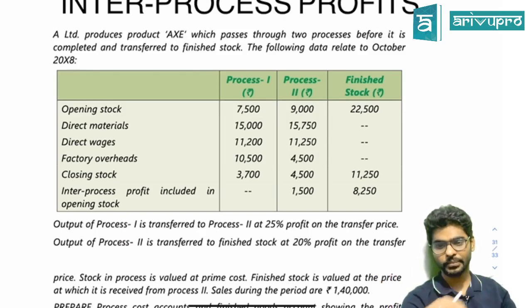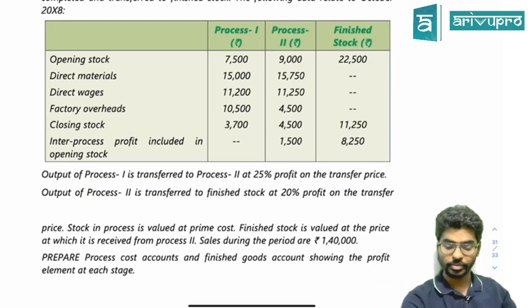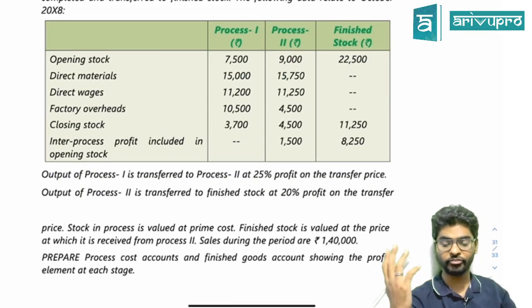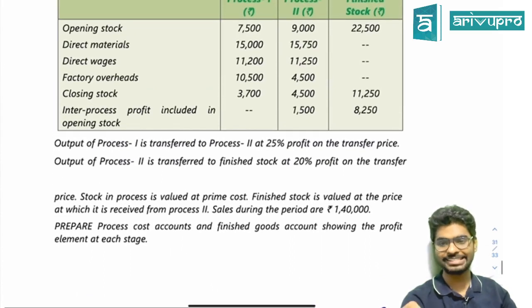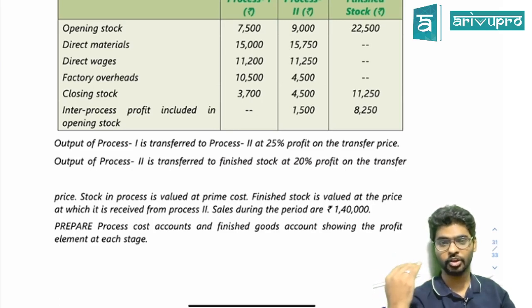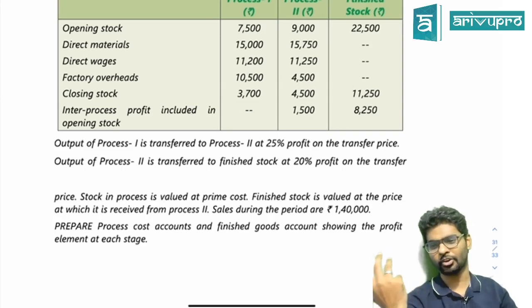Second one, output 2 is transferred to finished goods at 20% profit on the transfer price. Stock in process is valued at prime cost, that is the closing stock is valued at the cost of direct material, direct labor and direct expenses. Finished goods is valued at a price at which it is received from process 2. Sales during the year, prepare process accounts.